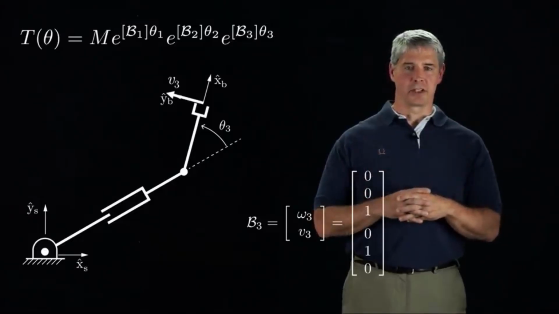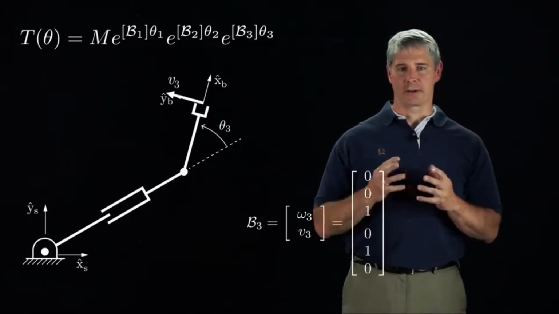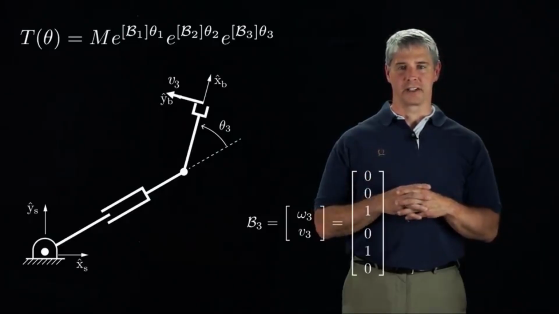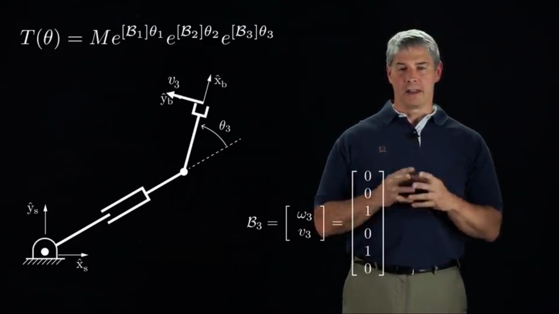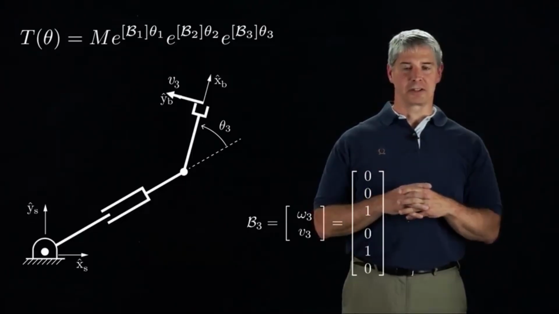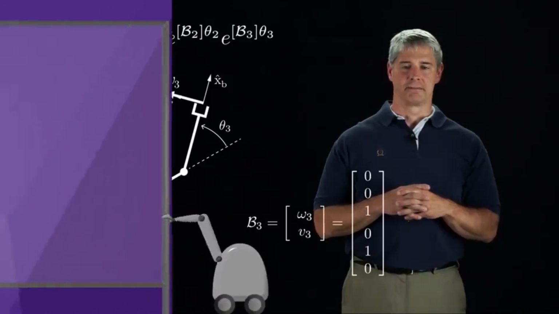Again, the previous motions of joints 1 and 2 do not affect the relationship of joint 3's screw axis to the B-frame because they're not between joint 3 and the B-frame. Therefore, B3 is the same as the screw axis of joint 3 when the robot is at its 0 configuration.